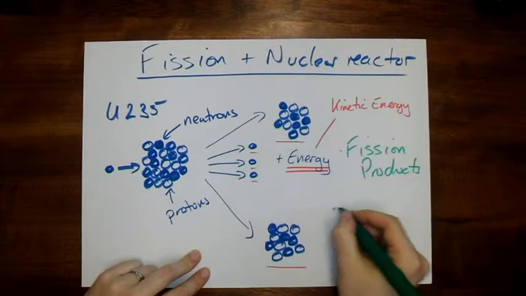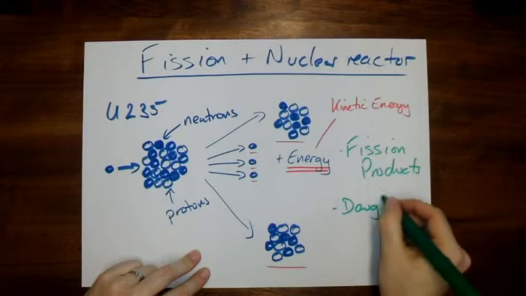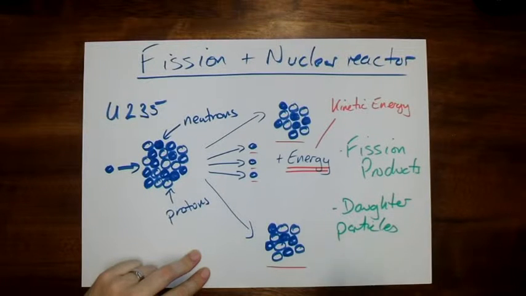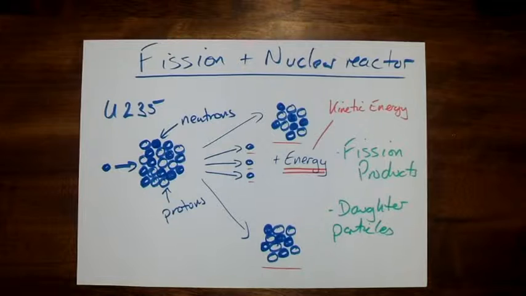Now, these particles here, they are known as fission products, or daughter particles. They can be known as either of those.